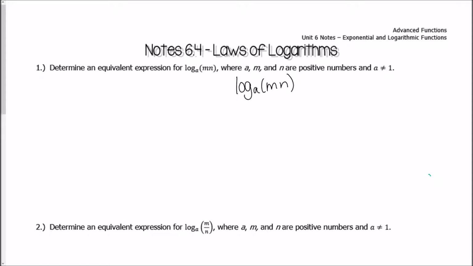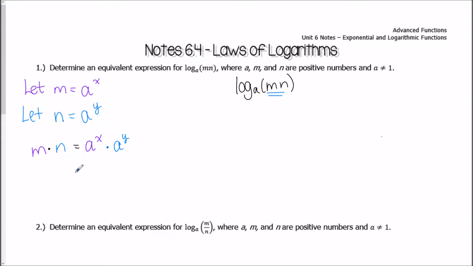So the first thing I'm going to do is define m as a to the power of x, and I'm also going to let n equal a to the power of y. And since inside here we've got m times n, we can say that m times n is equal to a to the power of x times a to the power of y.